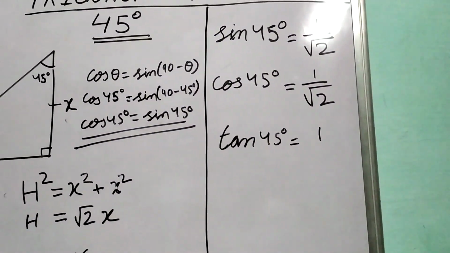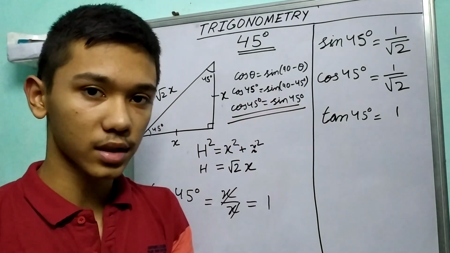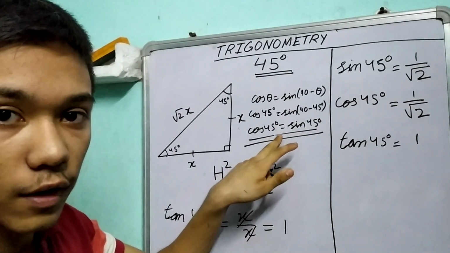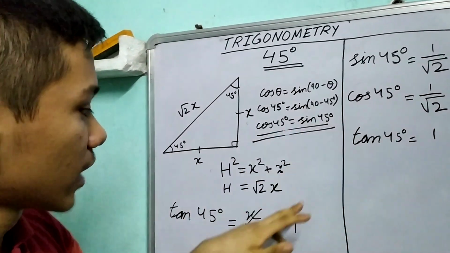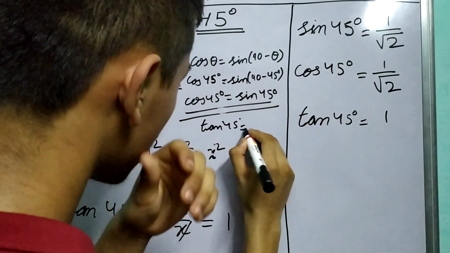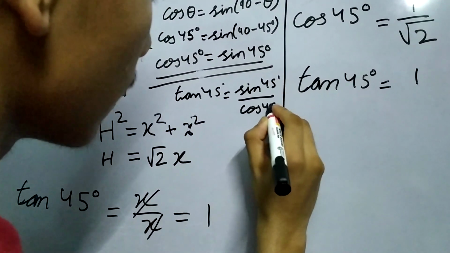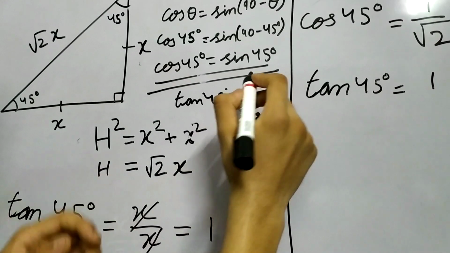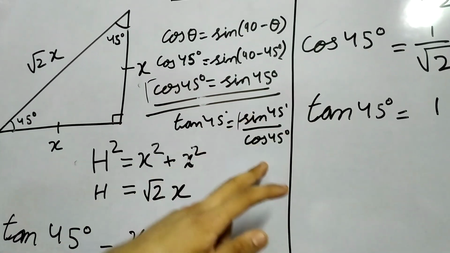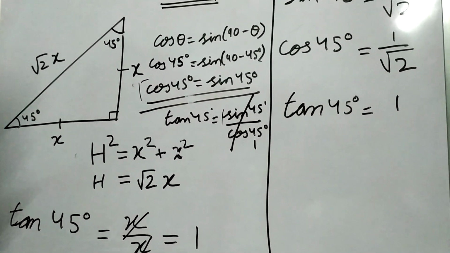Now we learned another property, right? Tan theta is equal to sin theta upon cos theta. So what is theta in this case? Theta in this case is 45 degrees. So we write tan 45 degree is equal to sin 45 degree upon cos 45 degree. Now these two are equal, right? We just proved it a minute ago. So these cancel out and we are left with 1. So tan 45 is equal to 1.